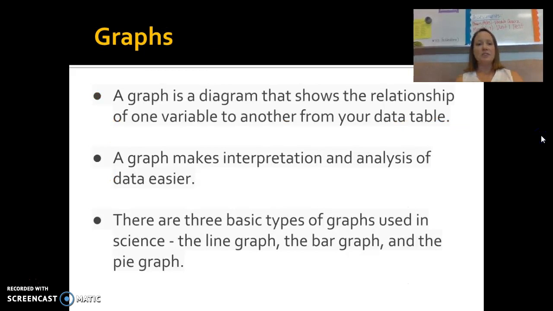A graph is a good way to visualize the data from a data table. It's a way to create a picture of data. Instead of just analyzing the numbers from your table, it's a little bit easier to see a picture. It also helps us see relationships between the variables. There's three types of graphs that we will use in earth science: line graphs, bar graphs, and pie graphs.